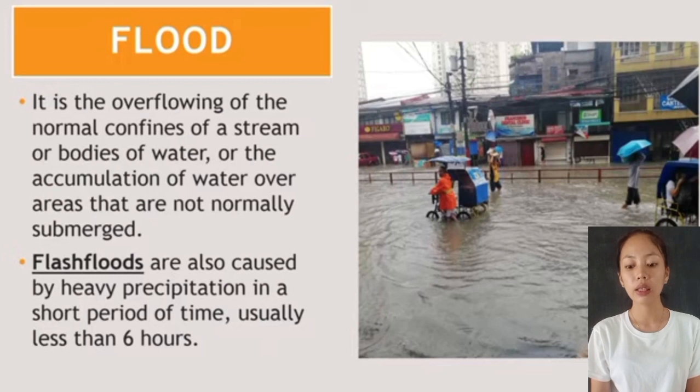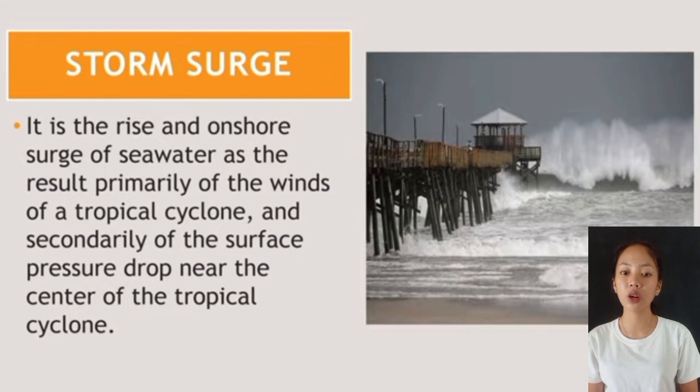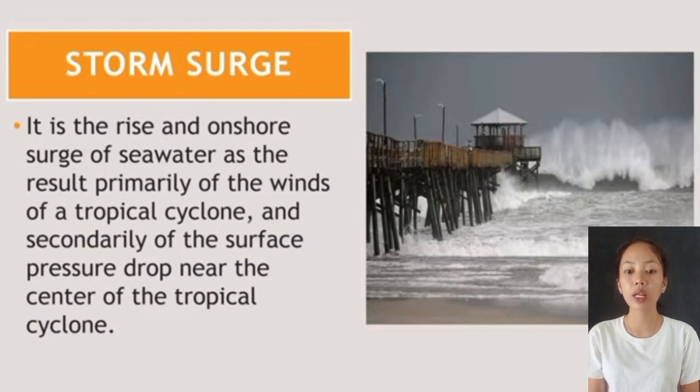The next word associated with hydrometeorological is we call storm surge or daluyong in Tagalog. It is the rise of unusual surge of seawater as the result of the winds of the tropical cyclone. Dahil sa sobrang lakas noong hangin na dala ng mga bagyo, tendency itong hangin na ito ay dinadala niya yung katubigan ng karagatan papunta sa kalupaan. This is very common lalo na kapag sobrang lakas ng bagyo.